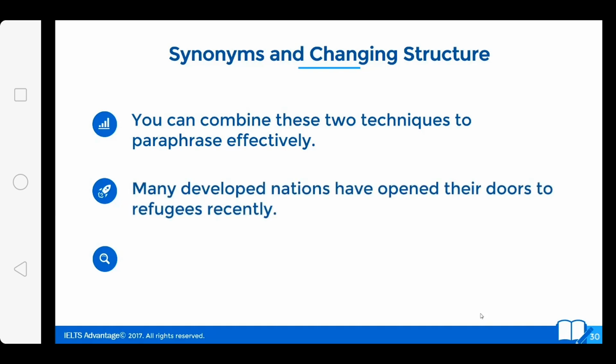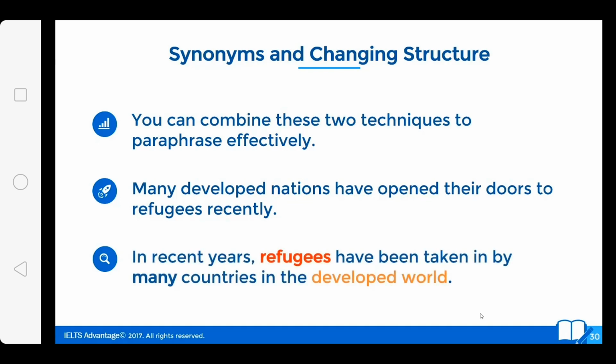So let's take this question, and I took a real student example from a student who I'm working with at the moment, and let's show you what she wrote. In recent years, refugees have been taken in by many countries in the developed world. So the reason why I've highlighted these 2 is I want to highlight something for you. When she first sent me this, she made a big error here. She used a different word. She actually used the word fugitive.